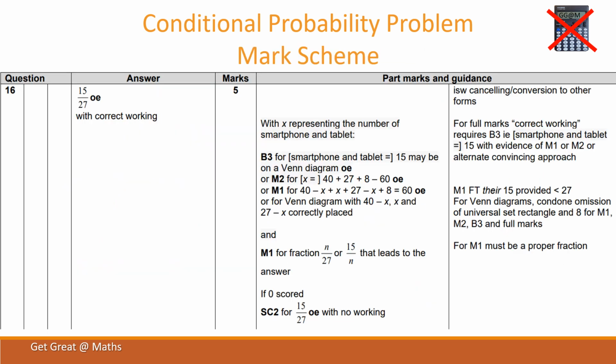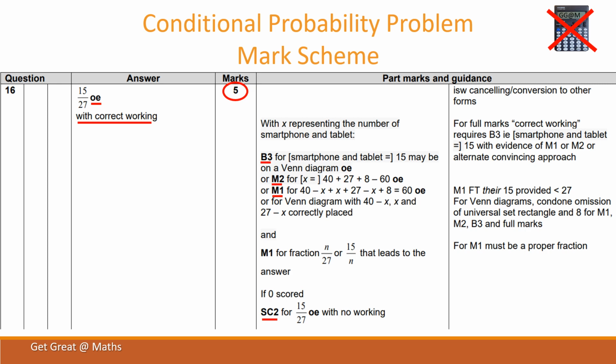Here is the mark scheme. So you can see on the left-hand side, we've got 15 over 27 OE. Now, OE means or equivalent. You must show your working out to get the full 5 marks for this question. So it's really important you show your working out. We've got B3, which are 3 method marks, for getting the answer of 15. M2 are 2 method marks for adding and subtracting the values with the 60 in, or equivalent. M1 for getting an equation in terms of x for 1 mark.